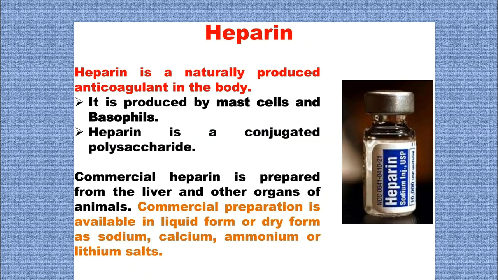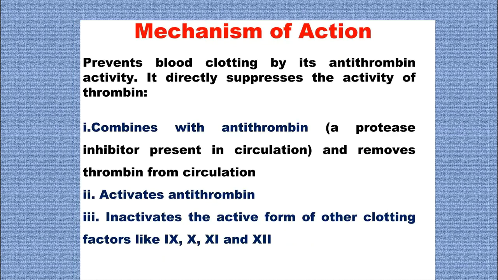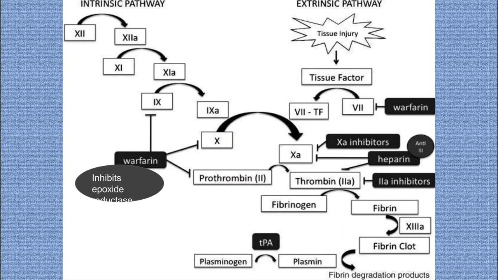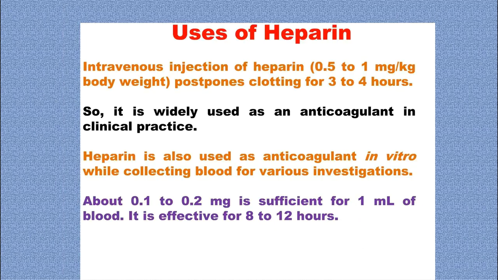Heparin is produced by mast cells and also basophils. We know that it inhibits the clotting factors and removes thrombin so no blood clot will be formed, and it activates antithrombin to inactivate all the clotting factors. So ultimately, this is the cascade of events preventing the formation of the clot.